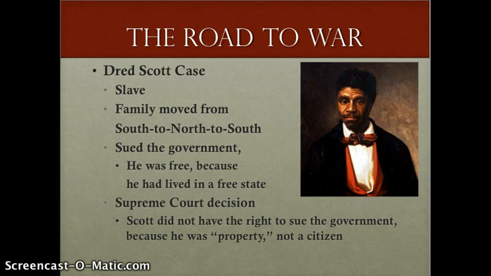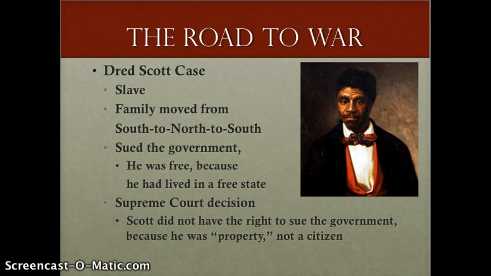Because his family had been relocated from southern slaveholding states to northern free states and back to southern slaveholding states, Dred Scott sued the government for his freedom. He claimed that because he had lived in a free state, he should maintain his freedom and it should not be legal for him to be a slave.